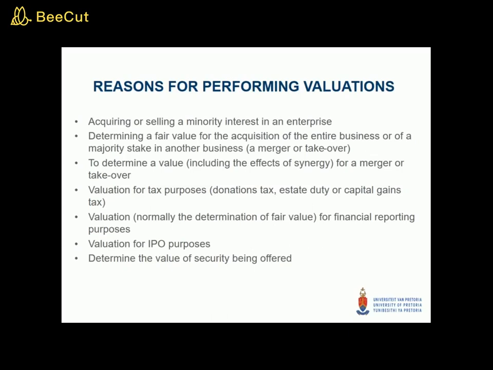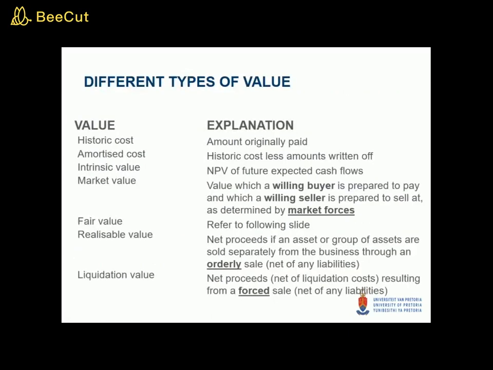We also now need to look at, importantly, what different types of value we have, because it's important to know what the question's actually asking for when you're asked. For instance, if we're looking at historic cost, we're simply referring to the original amount paid. Amortized cost is the historic cost of what we paid, less any amounts that have been written off, either through depreciation or impairment expenses.